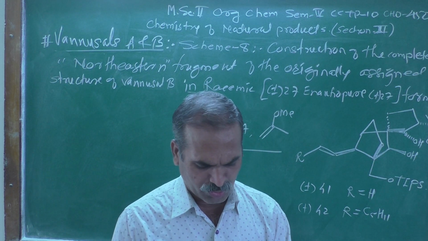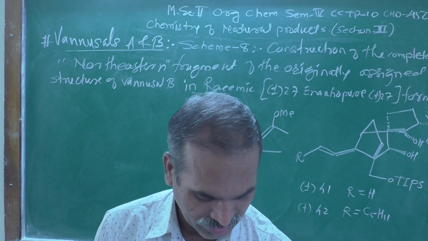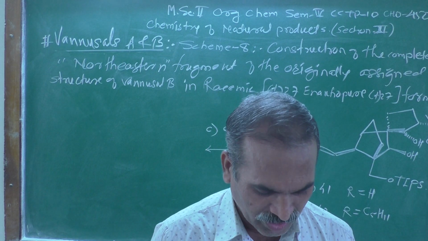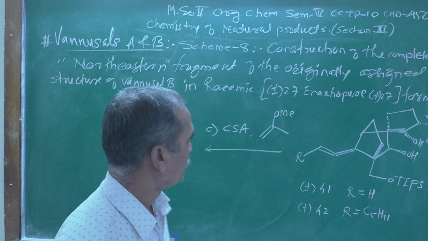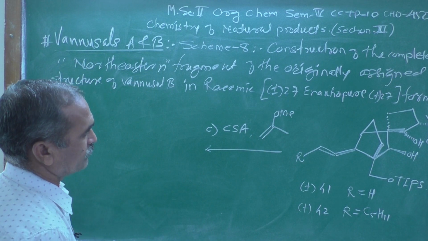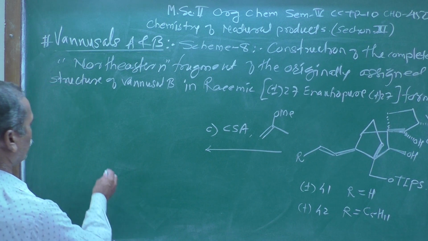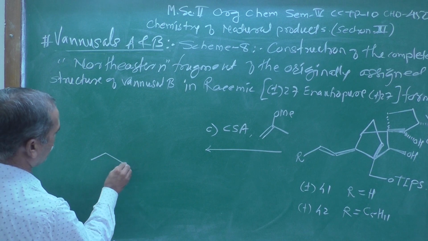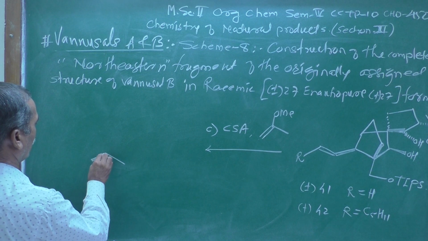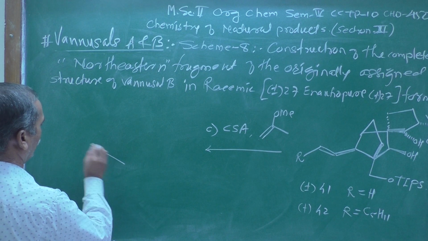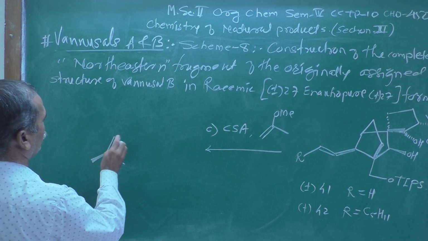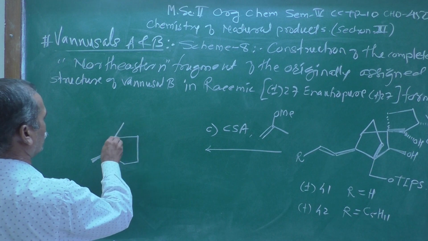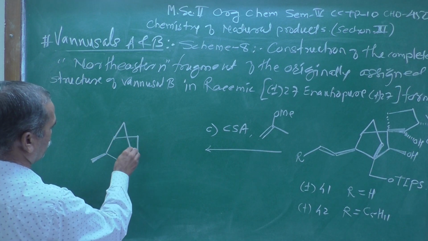So what is going to happen after addition of this reagent? We are going to get a product like this. Let me draw this structure once again. You can observe this structure carefully. This is the easiest way to draw these structures.